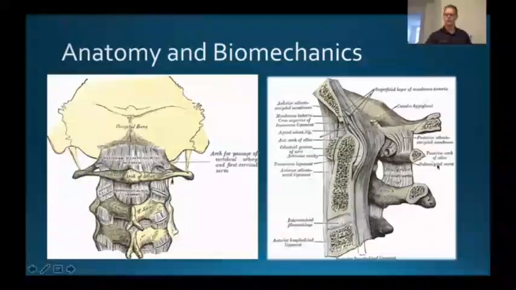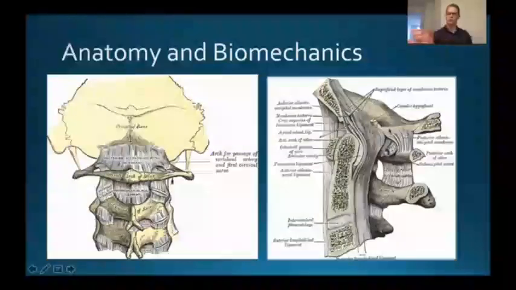There's a more clear picture of the suboccipital nerve right here, and then you can also see the vertebral artery on my cursor as it wraps right around the posterior arch of C1 and then goes through the posterior AO membrane.